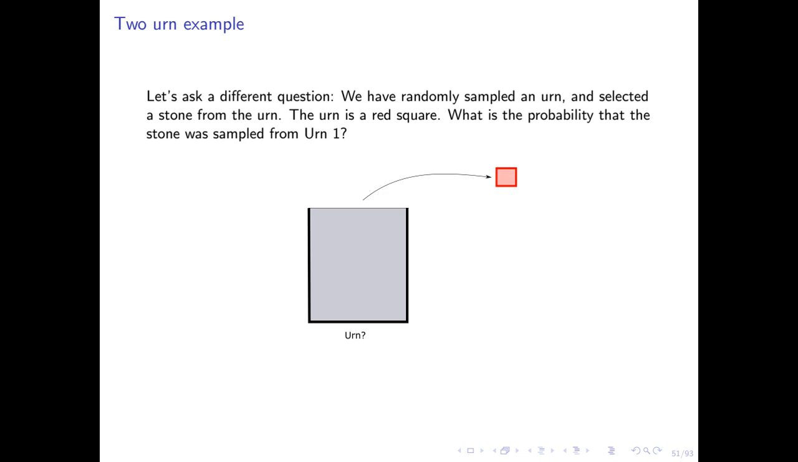Okay, but now we're going to ask a different question. Now we have an urn, one of them, they're not clearly labeled. I give them to you, you sample one from it, and you sample a red stone. What is the probability that this urn was urn 1? How would you solve this? Does anybody have an answer for this? What's the probability that urn 1 was sampled?